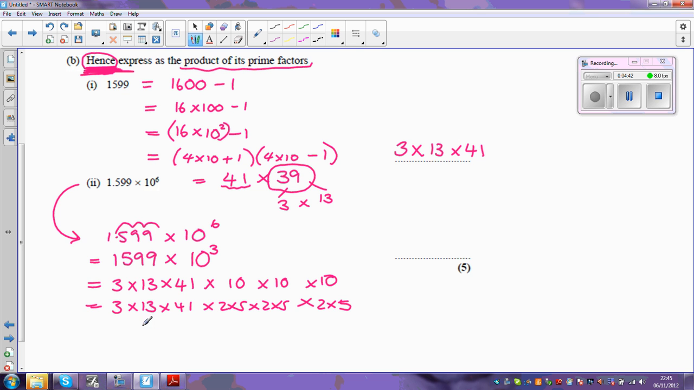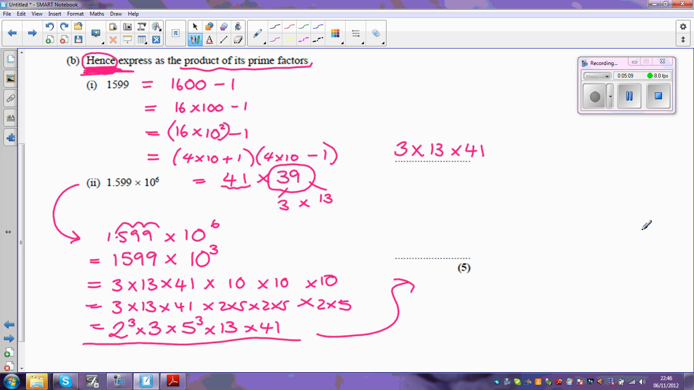Obviously, I could have done this a bit more quickly. In other words, I've got 2 times 2 times 2. Well, that's 2 cubed. I'm just going to write them in order of size again. 2 cubed times 3, and I've now got times 5 times 5 times 5. Well, that's 5 cubed, times 13 times 41. Obviously I need to write that up there, but that now is 1.599 times 10 to the 6th, written as the product of all its prime factors.